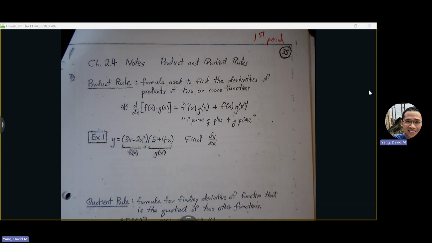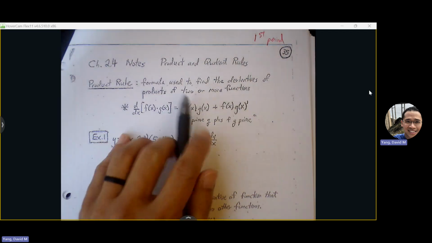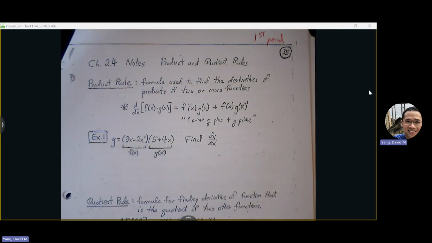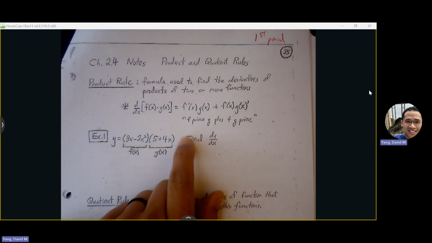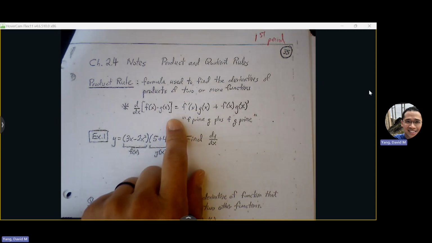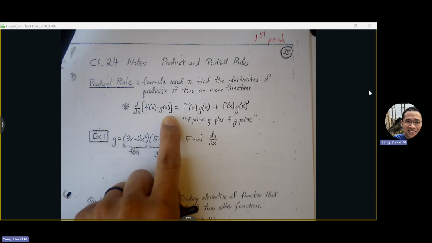So product rule is a formula used to find the derivative of products of two or more functions. We talked about how with power rule that we can't do power rule unless all the parentheses are resolved, right? We have to expand everything out. Well, this will allow us to keep the terms in our parentheses. But if we do that, we have to go through something called product rule.